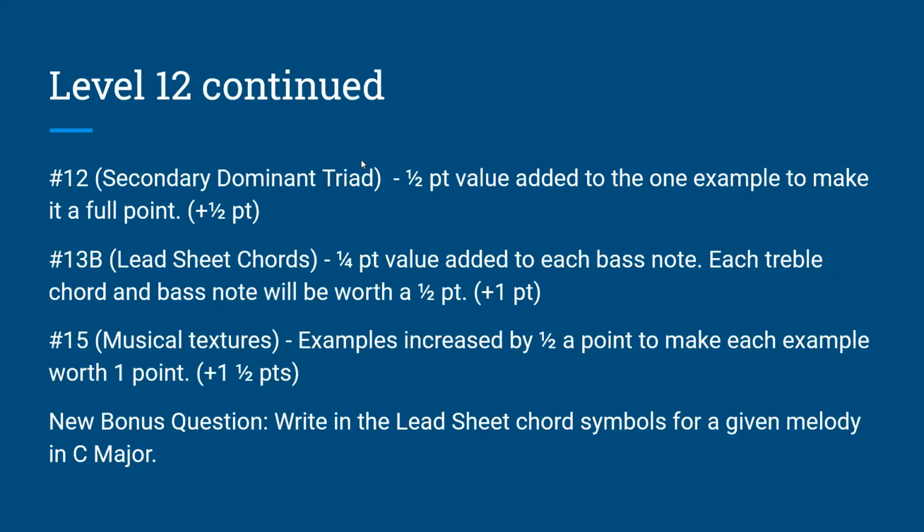On number 12, secondary dominant triad, a half point was added to make the one example a full point. On number 13B, lead sheet chords, a 4th point value is added to each bass note. Each treble chord and bass note will now be worth a half a point, and this puts it in line with some of the other levels. On musical textures, each example was increased by half a point to make each example worth 1 point. And then the new bonus question we already discussed was write in the lead sheet chord symbols for the given melody in C major. Any questions on any of those new changes?